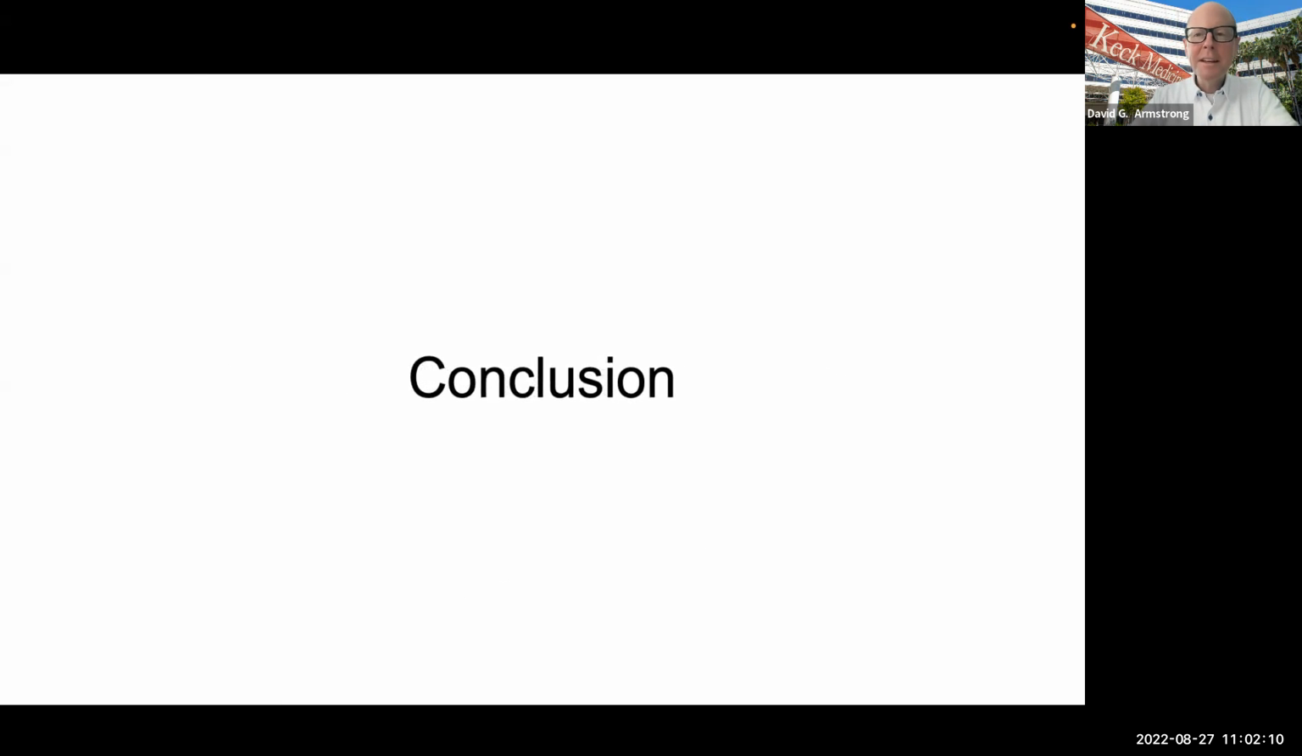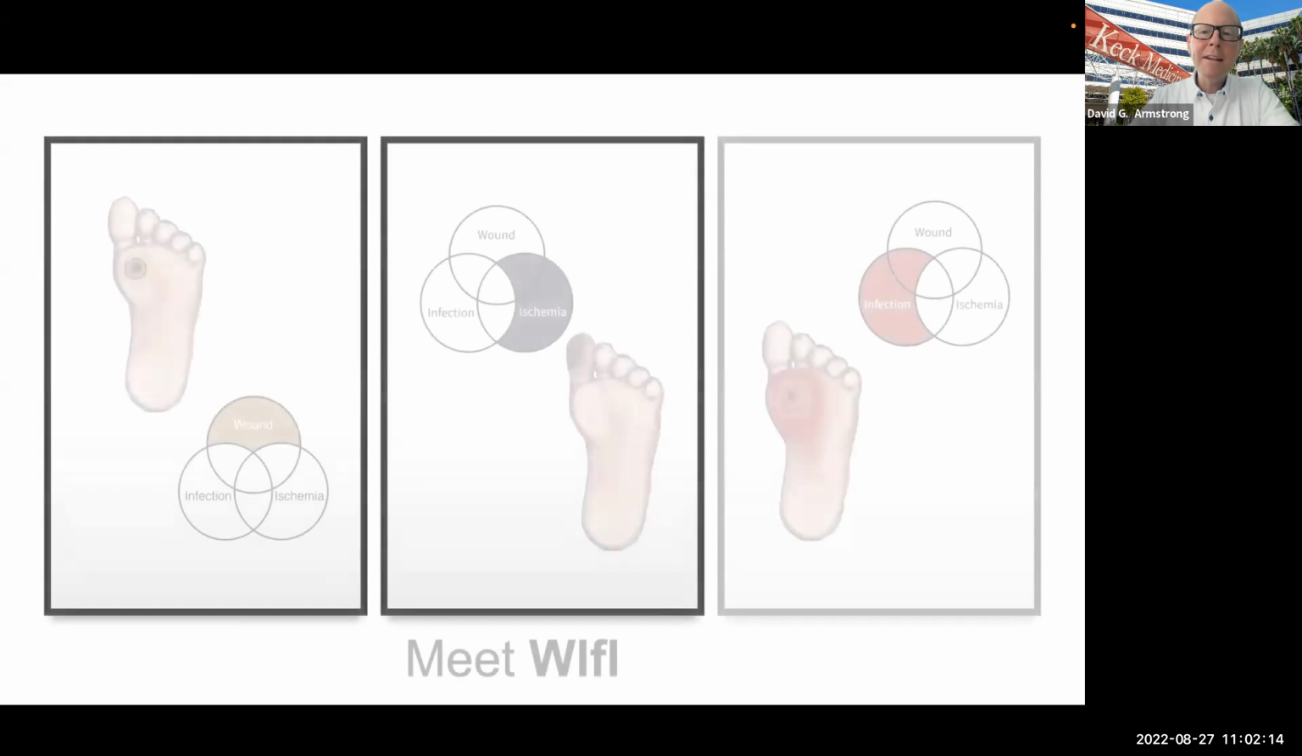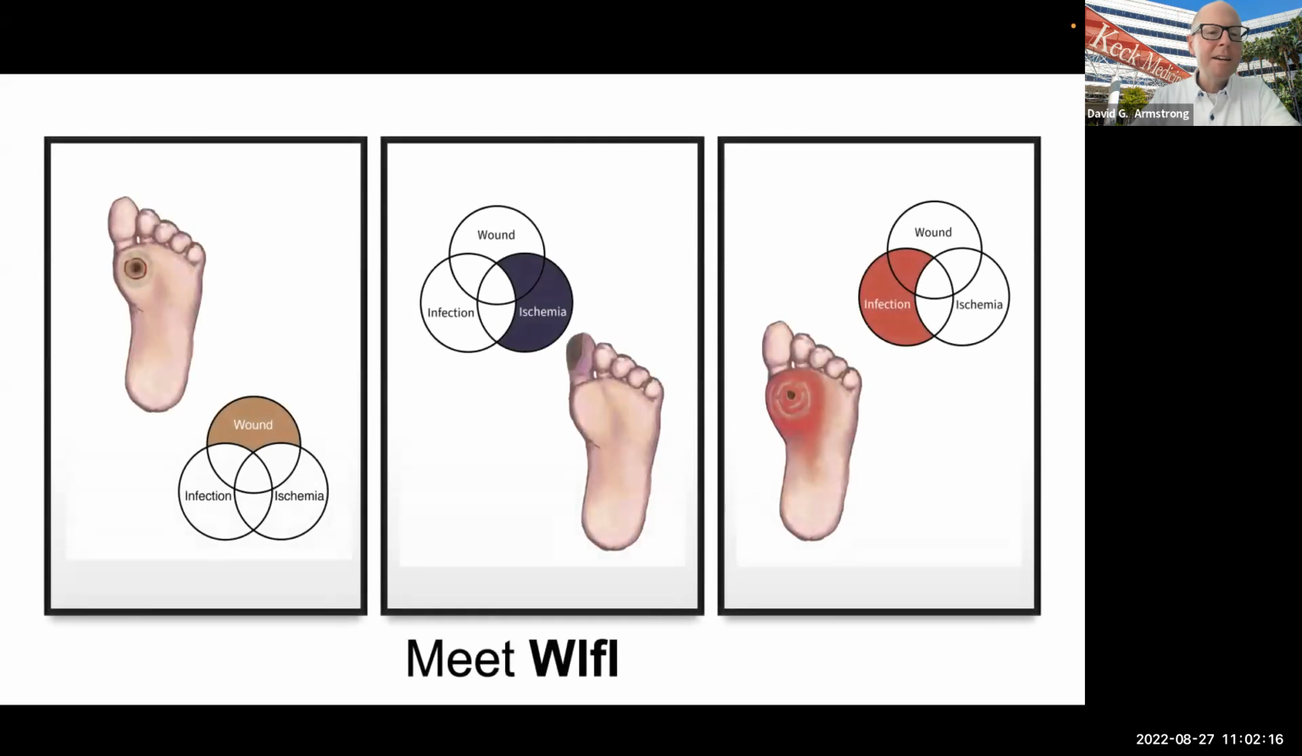So, ladies and gentlemen, in conclusion, we end where we started, with these 3 intersecting rings of risk, this sort of unholy trinity of tissue loss, ischemia, and foot infection. And our goal is to bring this imbalance into balance, in order. And it doesn't stop when the patient leaves the operating room. It doesn't stop when the patient leaves the clinic. This is over his or her entire life, from the alpha to the omega.